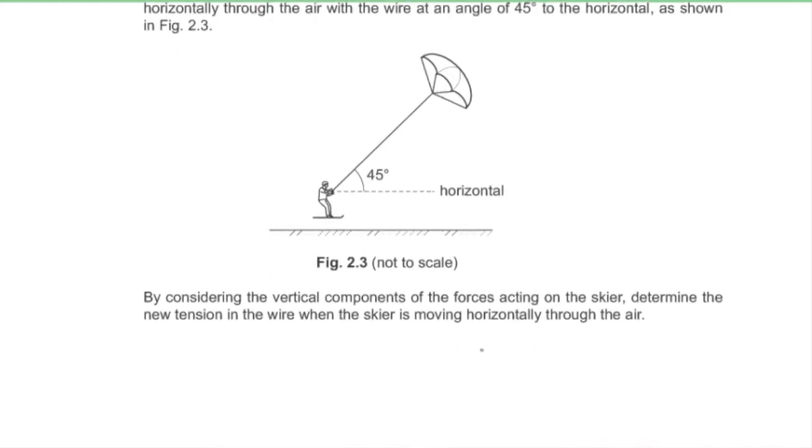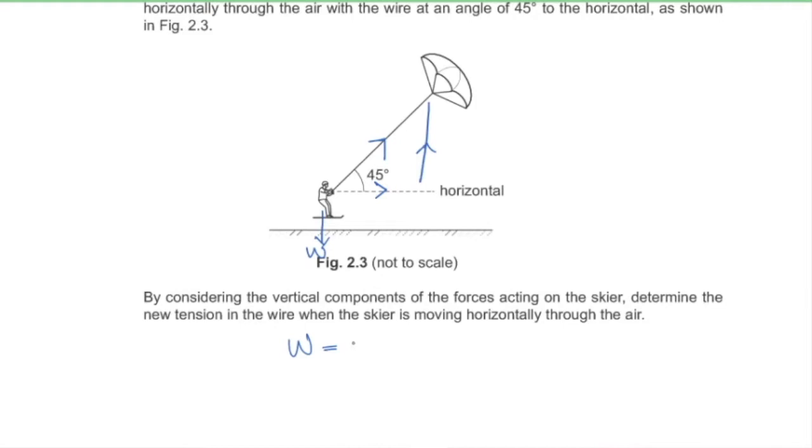So while the skier is moving horizontally, its speed remains constant, its velocity remains constant, which means it is at equilibrium. There is no resultant force. All the upward force is equal to all the downward forces acting on this skier. The two vertical forces acting on this skier are his weight, which is acting downwards, and the tension's vertical component, which is acting upwards, since tension is in this direction. While the velocity is constant, his weight will be equal to the other vertical force, which is acting upwards.